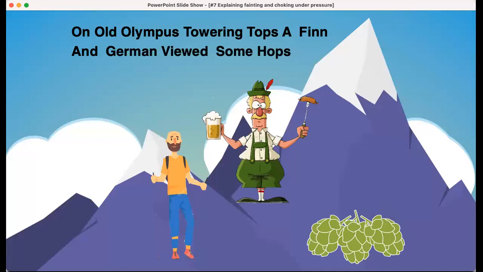And if you want to remember one not so sketchy mnemonic: On Old Olympus Towering Tops, A Finn And German Viewed Some Hops. That's one mnemonic to remember the cranial nerves. And there's some others, and I would suggest if you want another mnemonic that is much easier to remember, but a little sketchy, you're going to have to Google that yourself.